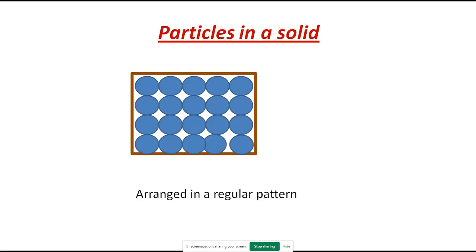Now, particles in a solid. Particles in a solid are attached tightly together, and that means they cannot move, they just vibrate. That is the reason a solid doesn't change its shape, because the particles are arranged in a regular pattern and packed so tightly that they cannot even move a little bit.